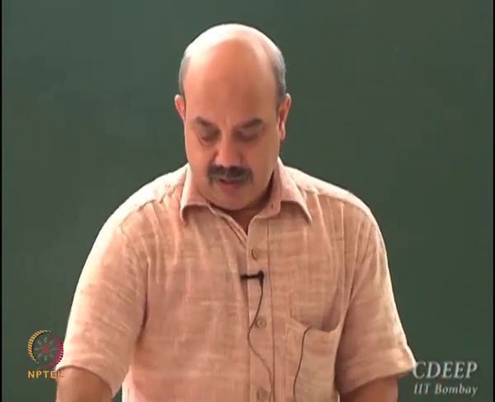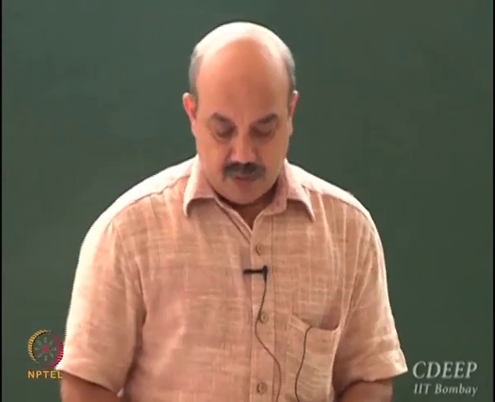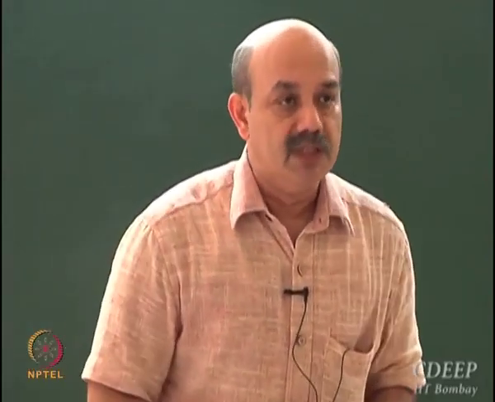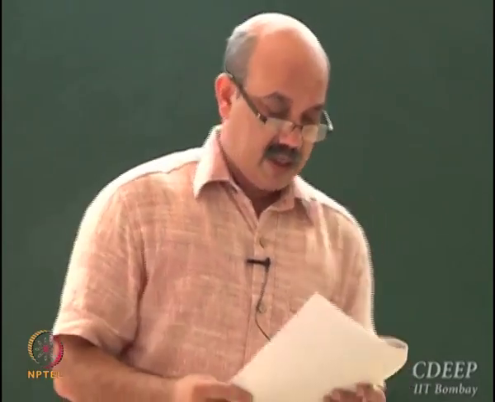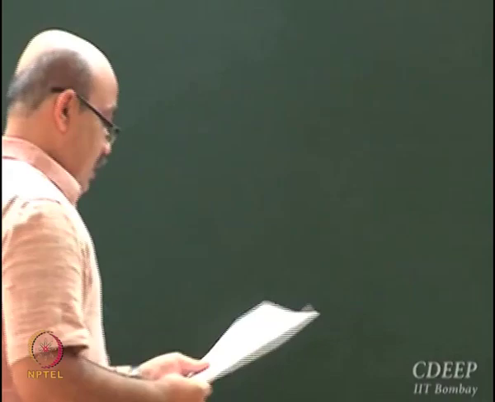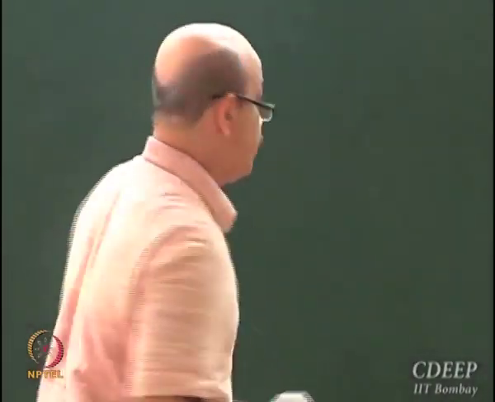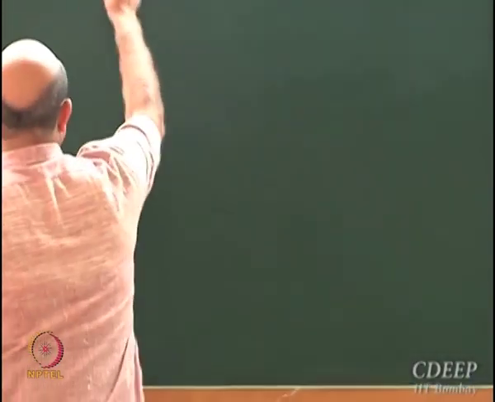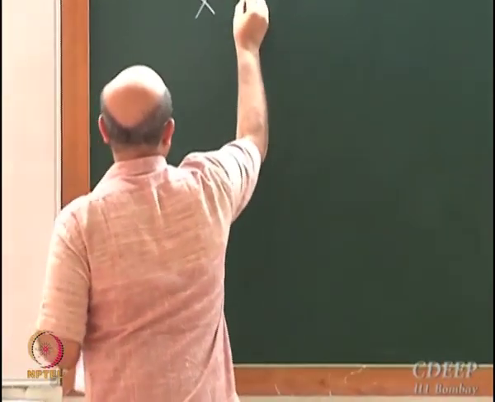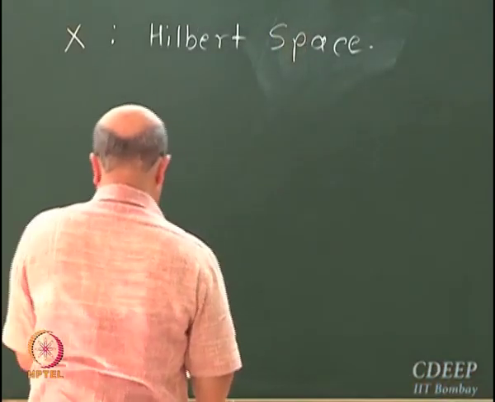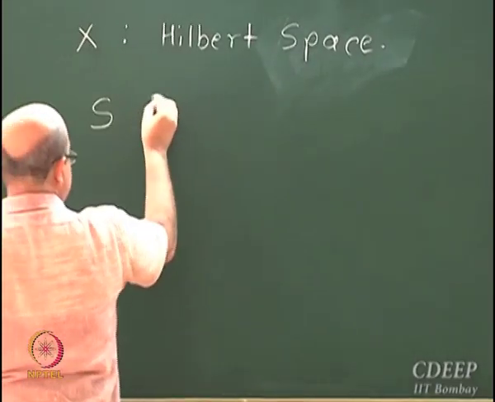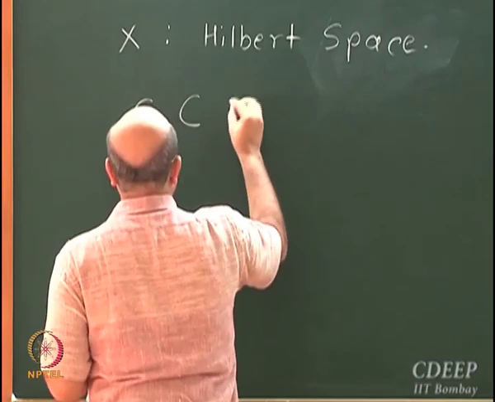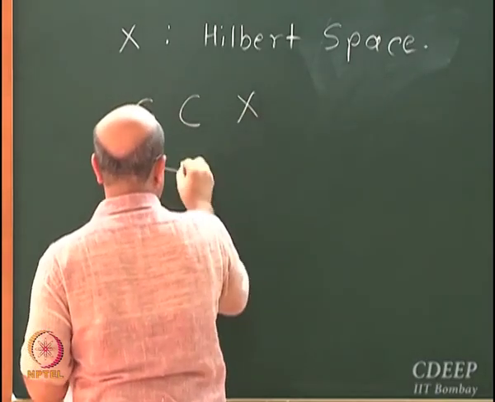And so we are looking at what is called the normal equation. I'll just go over it very quickly. What we wanted was, we have a Hilbert space X and we have this subspace S, which is a subspace of X.